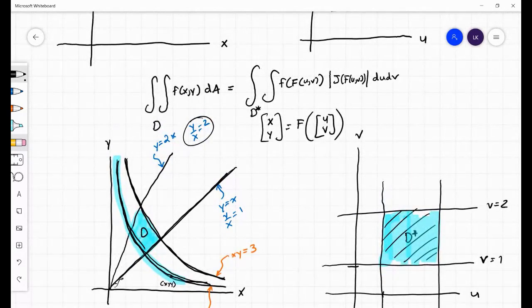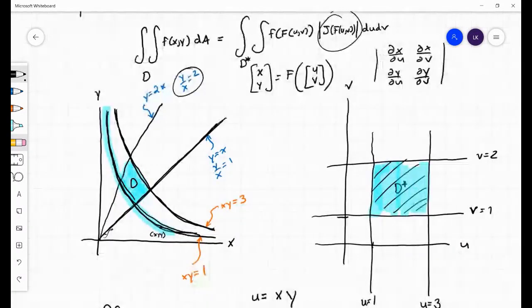But when you do this change of variable, notice that in the formula, x and y need to be functions of u and v before you can compute this Jacobian, right? Because remember that the Jacobian is the determinant of the partial derivative of x with respect to u, the derivative of x with respect to v, and then the derivative of y with respect to u, and the derivative of y with respect to v. Okay. So x and y are the ones that need to be functions of u and v, not the other way around.